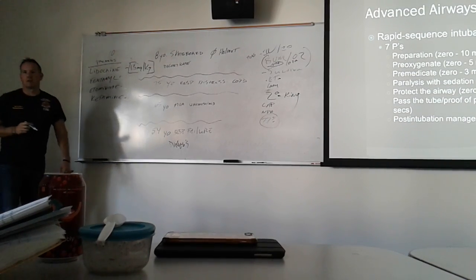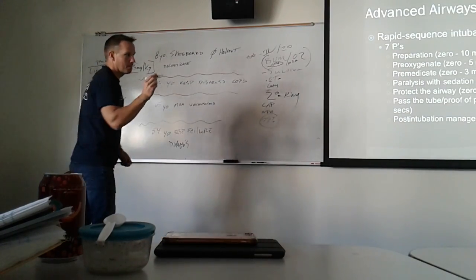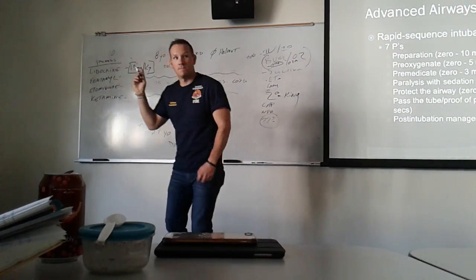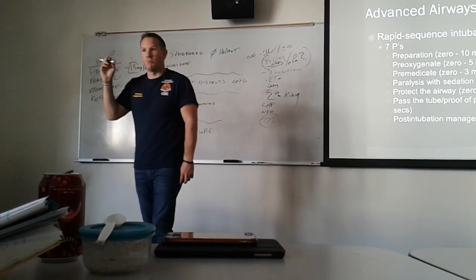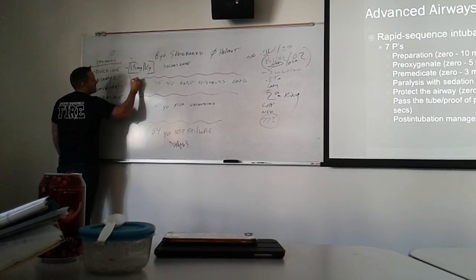Do we know our fentanyl dose? 3 micrograms per kilogram. No, fentanyl is like 25 to 100 per kilogram. 50. We're all over the place. All right, here we go. 3 mics per kilo.